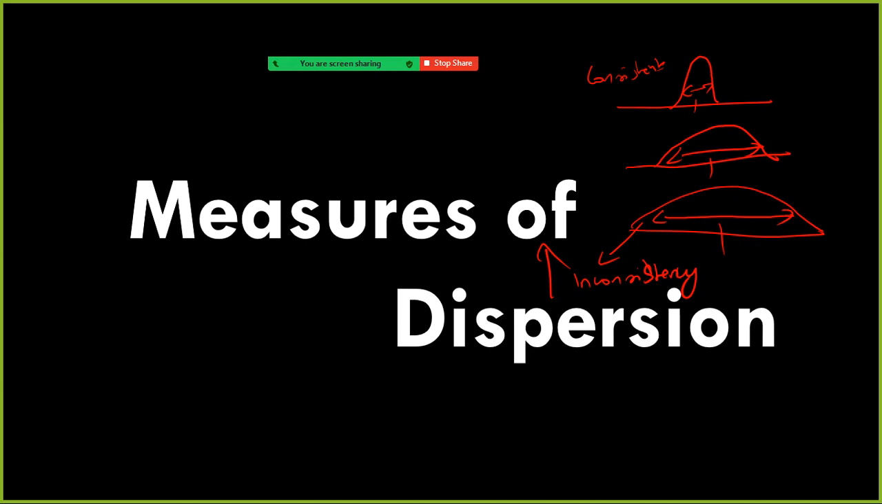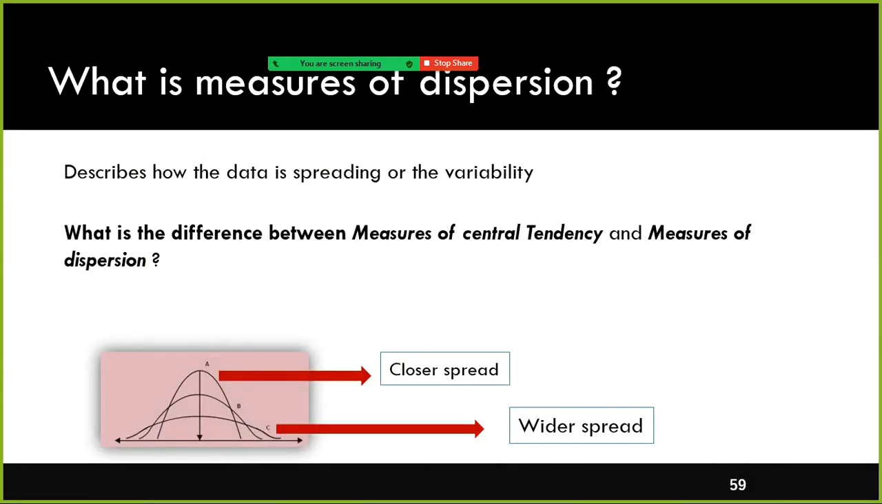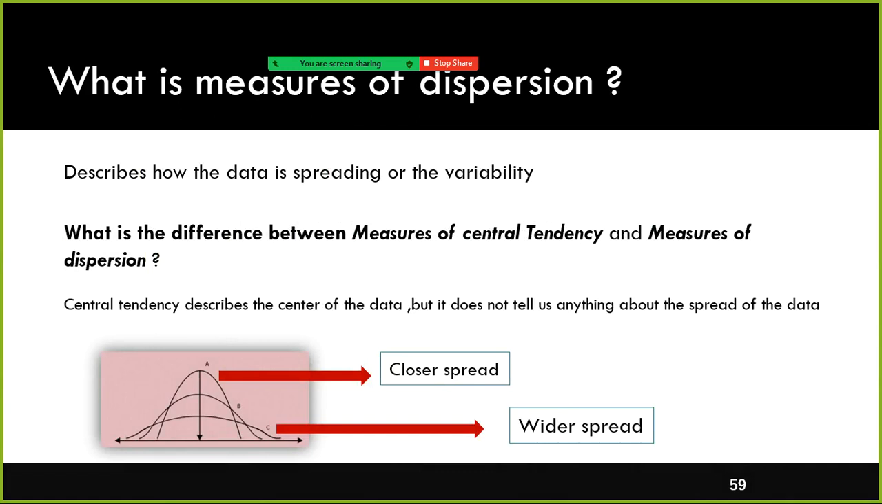Just like in central tendency we used measures like mean and median, similarly for measures of spread there are measures like range, standard deviation, and coefficient of variation that are helpful to measure the spread. So let us start with the range measure. Central tendency describes the central location of the data, but it does not tell us anything about the spread of the data. For this data set the spread is less. For data set C, the spread is very wide.